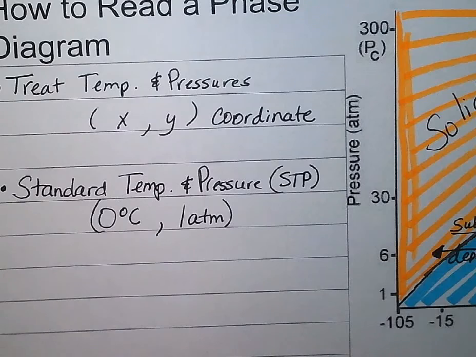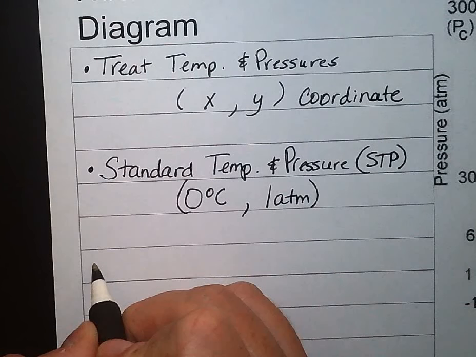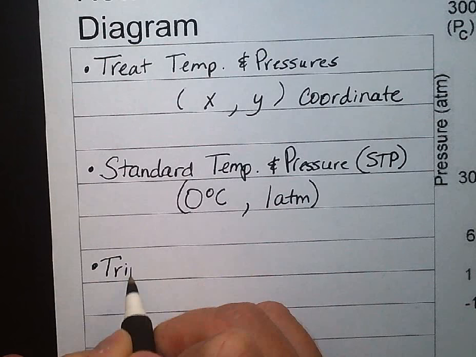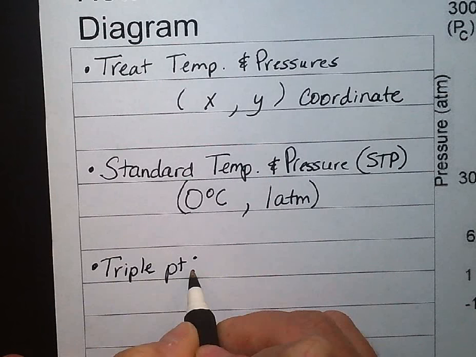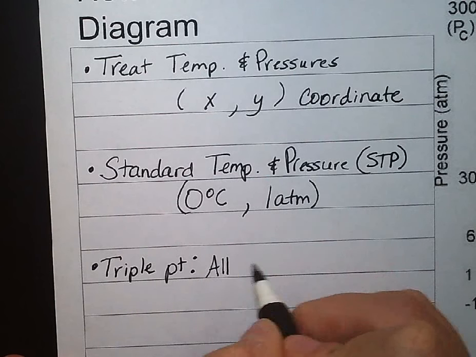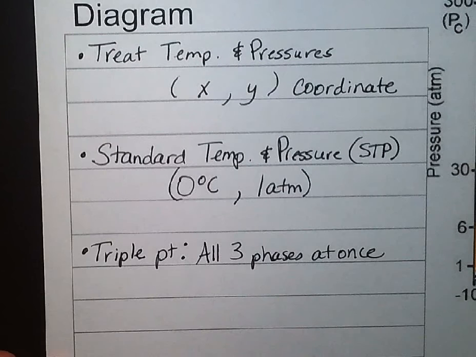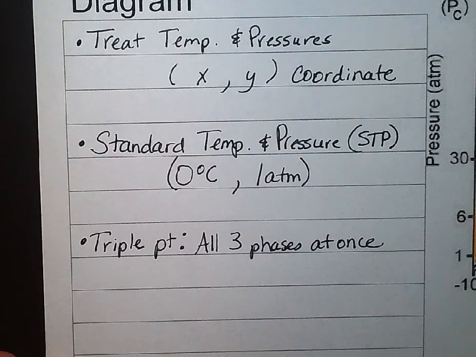The very last things that we're going to put on here, just to remind ourselves, what the triple point is. Tell me in your own words what the triple point is. All phases of matter. Right? All three phases at once. All three phases can exist at the same temperature and pressure. I just put all three phases at once. That tells me to remember what that is. I don't have to put a formal definition.